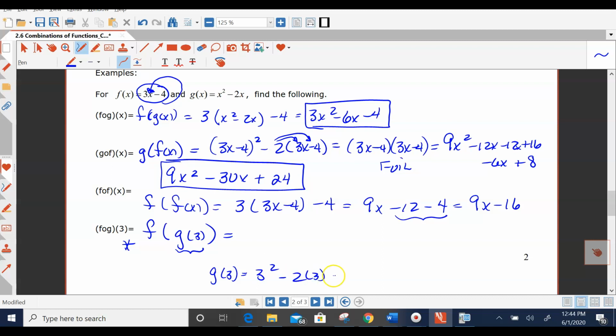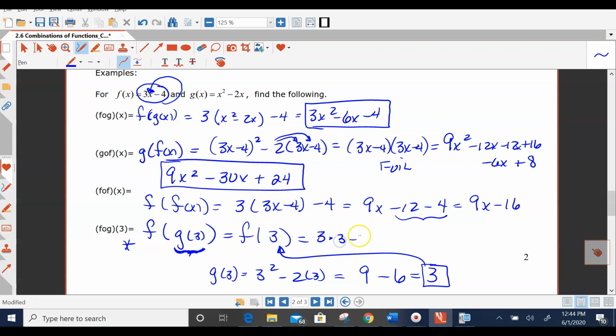Okay, so let's clean that up. 3 squared is 9, minus 2 times 3, which is 6. So actually, G of 3 is a 3. Now that I've calculated the inside and found the value of G of 3, let's go to F and find F of that result, 3. So plugging a 3 into the F function, I will have 3 times 3 minus 4. So 9 minus 4 would give me 5. There would be my final answer.